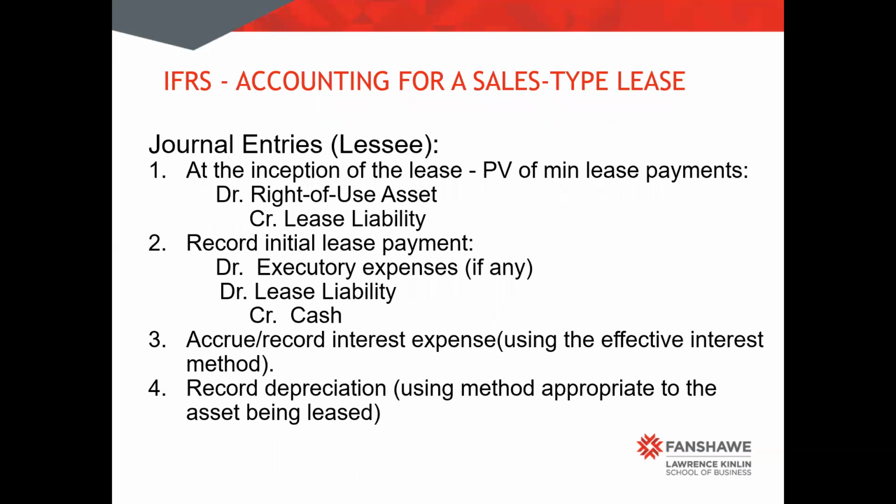Accounting for a sales type lease under IFRS, under the lessee side, the present value of minimum lease payments would be a debit to right of use asset, credit to lease liability, which would be reduced as we made payments. We would record any interest expense, again, over time, and any depreciation.